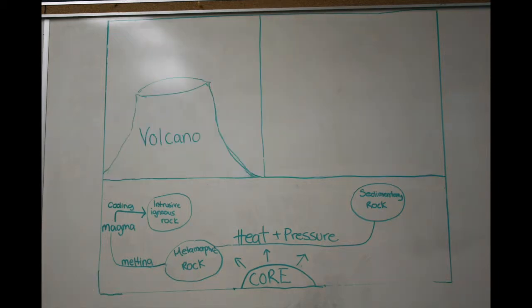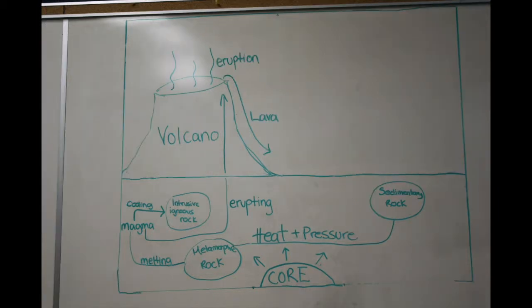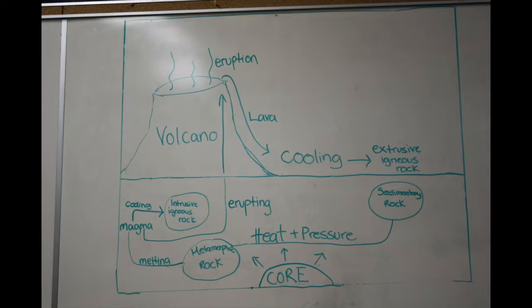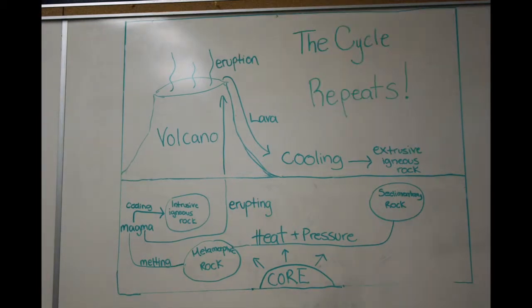A volcano is another way rock changes its form. The volcano is starting to erupt. The magma from beneath the Earth's surface is erupting from the volcano. Magma that is above the Earth's surface is called lava. The lava is flowing down the side of the volcano. As this lava is flowing, it is also cooling. This is one way extrusive igneous rock is formed. This cycle is constantly repeating.